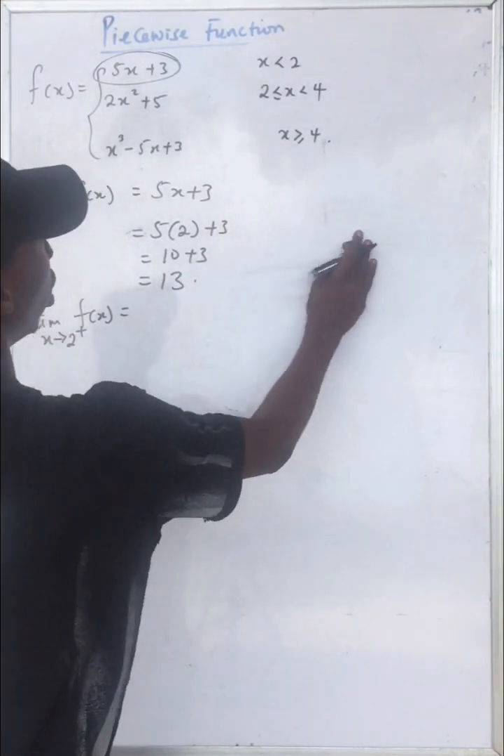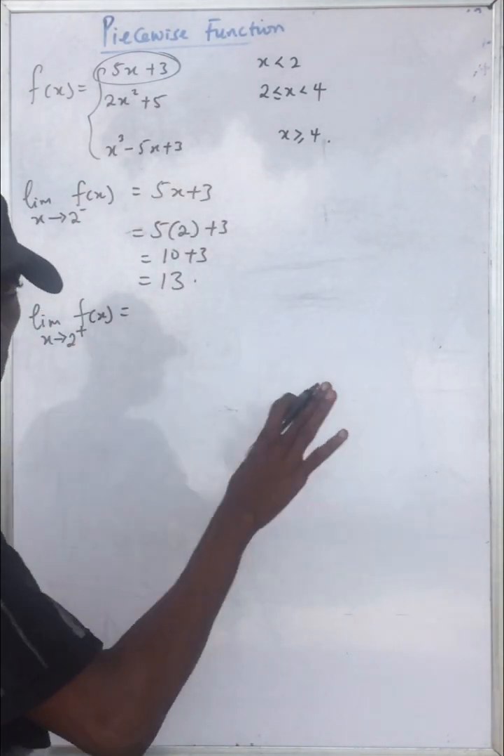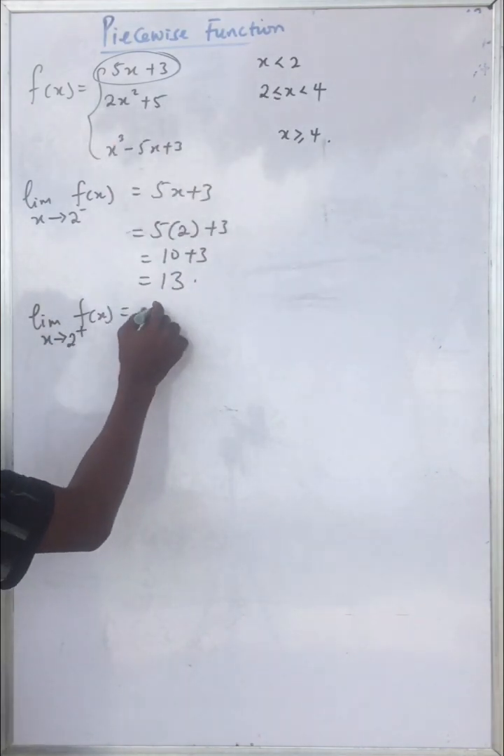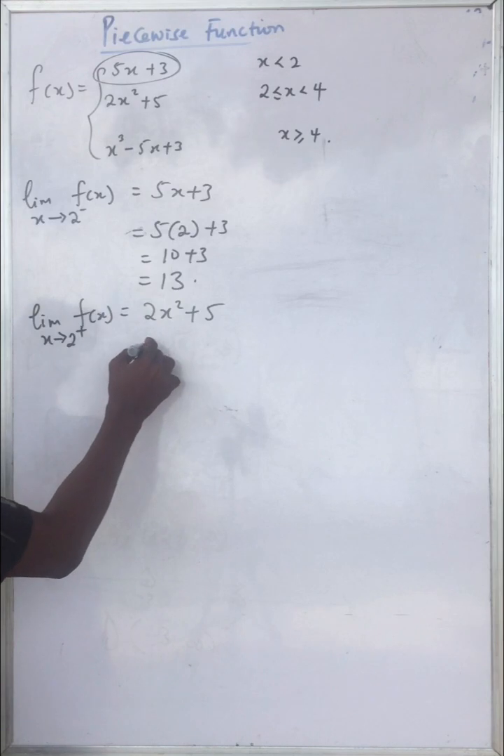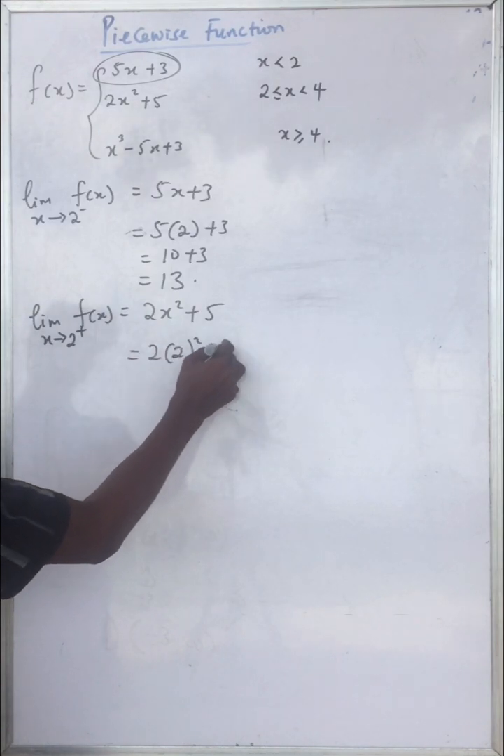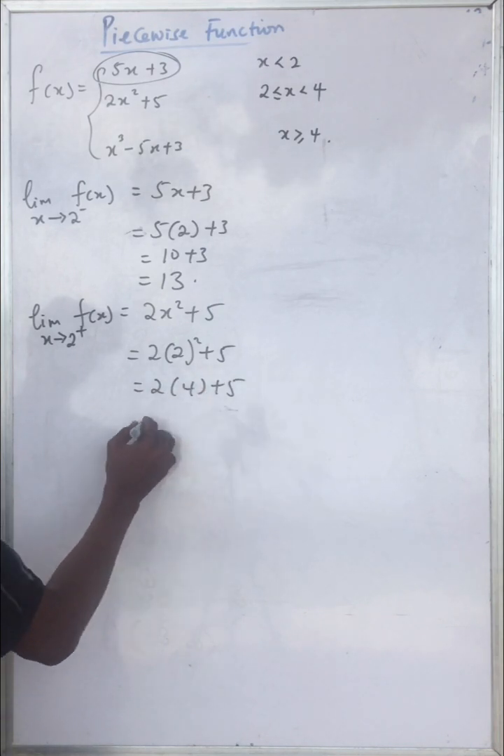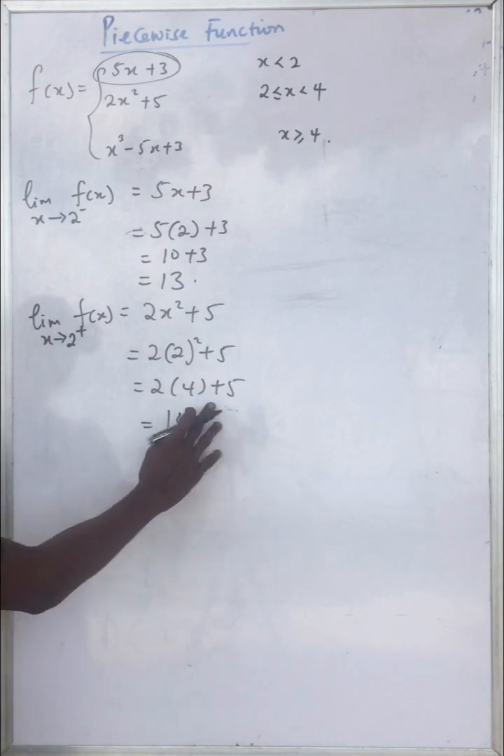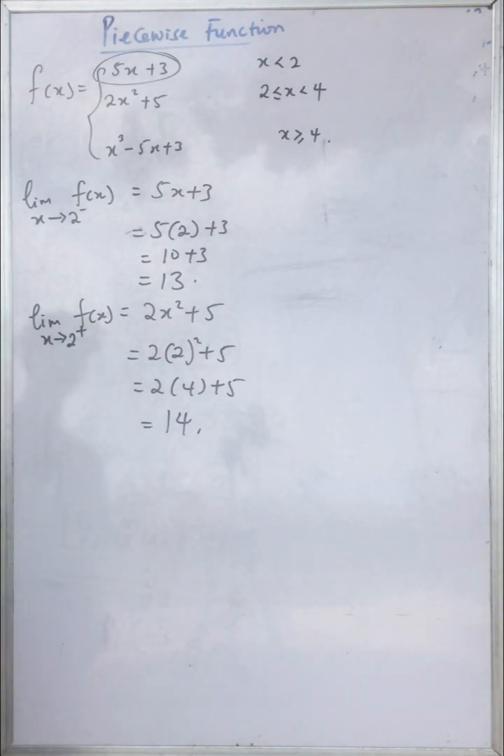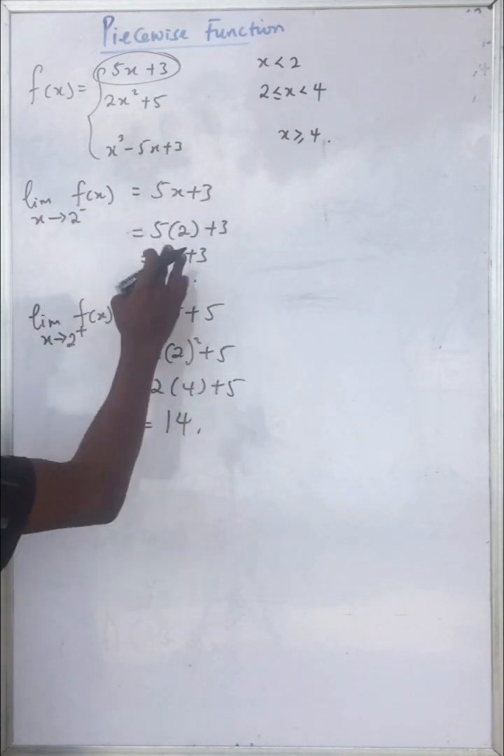Since we are asked to find the limit where x approaches 2 from the right, we consider this function here, which is 2x squared plus 5. Inserting 2 there gives 2 into 2 squared plus 5, that is 2 into 4 plus 5, which is 8 plus 5, which is 13. I believe there is no problem in this. You understand now? In this part, it is the same context, x approaching 2 from the left.